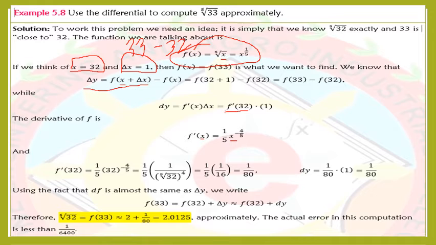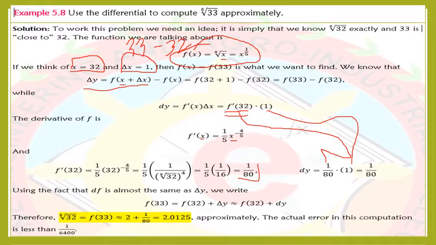So, this is our f prime of 32, 1 over 80. Our dy naman, class, di ba, the value we got for f prime of 32 is 1 over 80. So, we replace f prime of 32 by 1 over 80. And then, just bring down 1. So, 1 over 80 times 1 is 1 over 80. So, parehas lang. So, f prime of 32 is equal to dy.